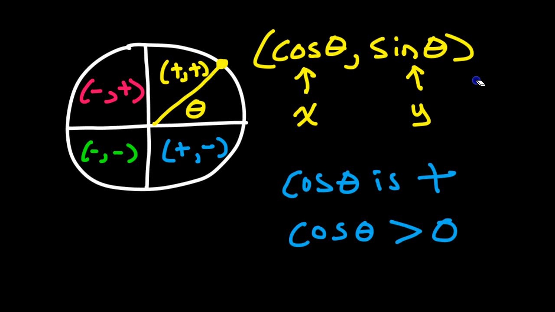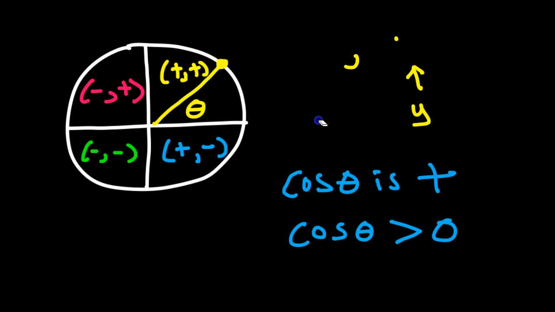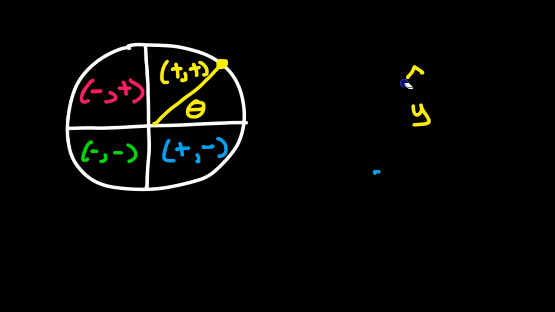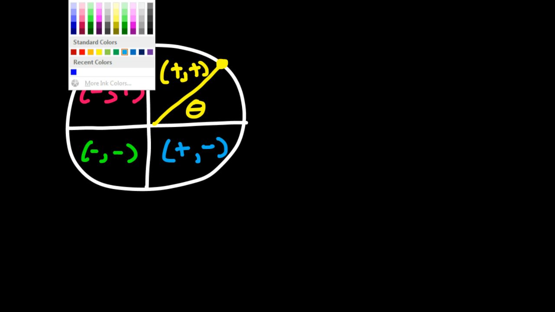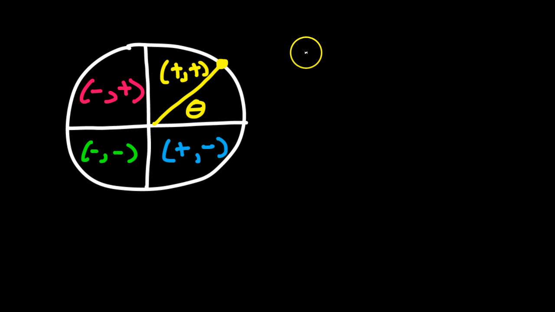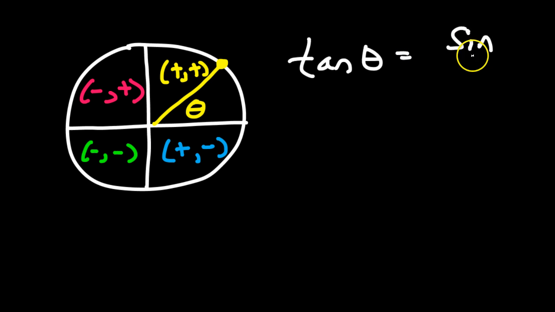Okay, now what about tangent? Here's another little piece of information that you have to keep on tap. Tangent is sine over cosine. That's something that you should have memorized. Tangent is sine over cosine. So if I want to talk about the sign, meaning positive or negative, of tangent, just remember, I'm going to take these two values and divide them, sine over cosine. It's like the y value divided by the x value.